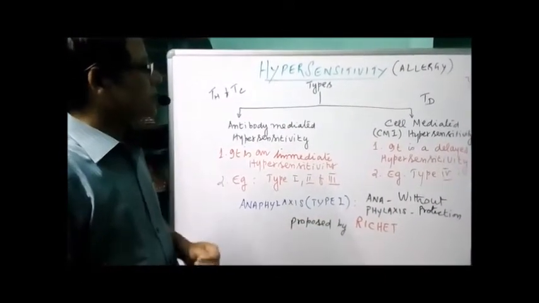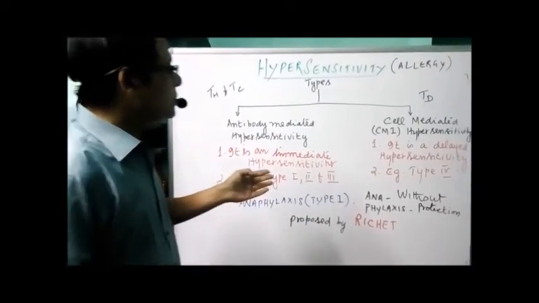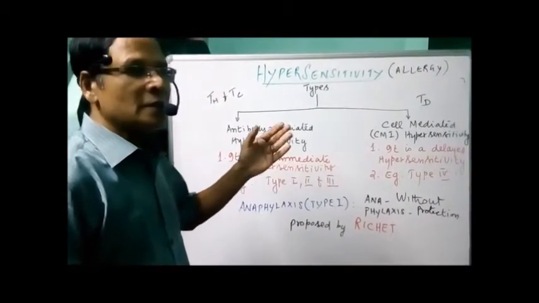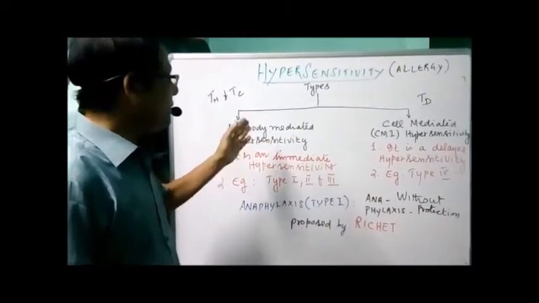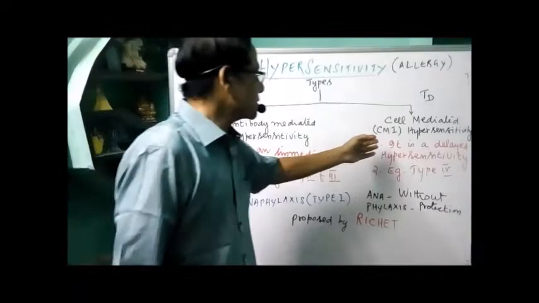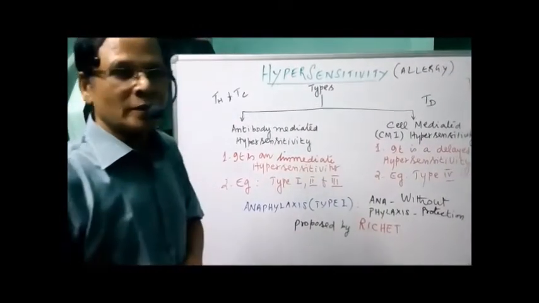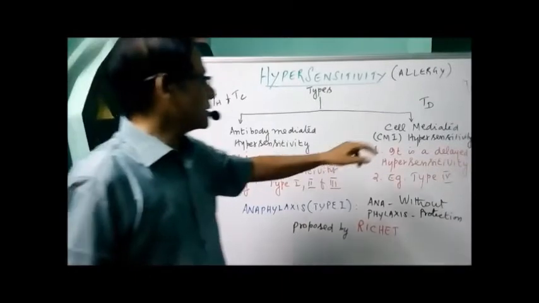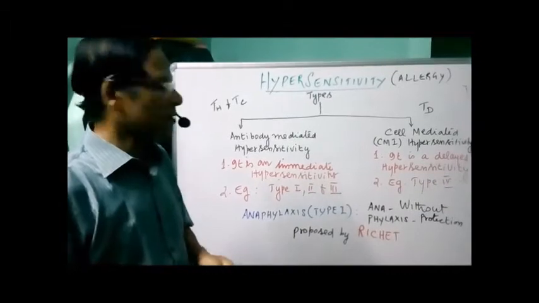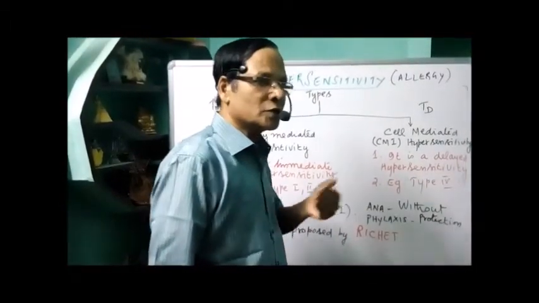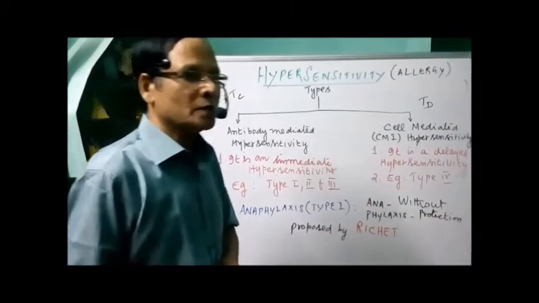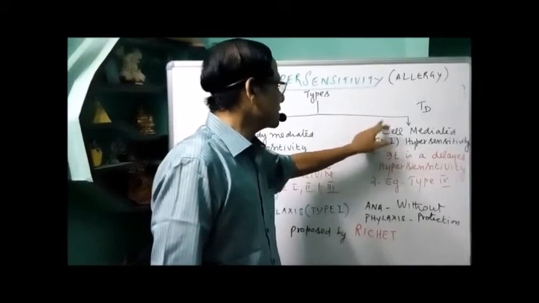Now the second type, cell mediated or CMI mediated hypersensitivity. The first type is antibody dependent; in the presence of antibody, these reactions take place. Here, in the absence of antibody, the reaction takes place mediated only by the cells. The cells involved are called TD, T cells delayed, because the reaction takes place very slowly, after some time. So it is a delayed hypersensitivity. The type 4 is included under this category.